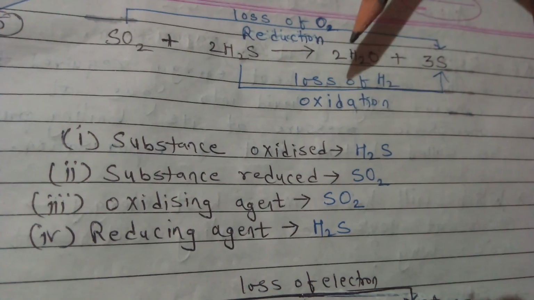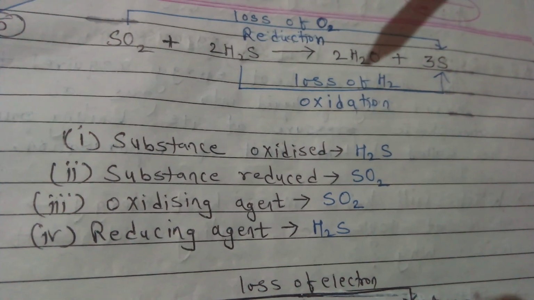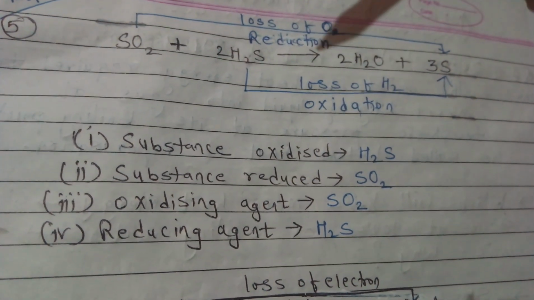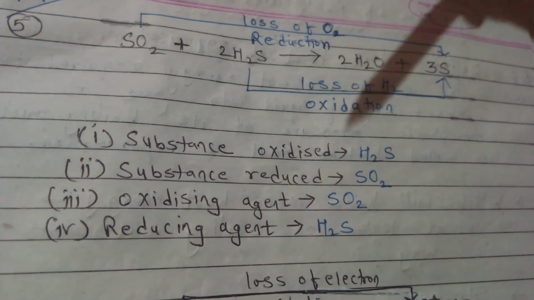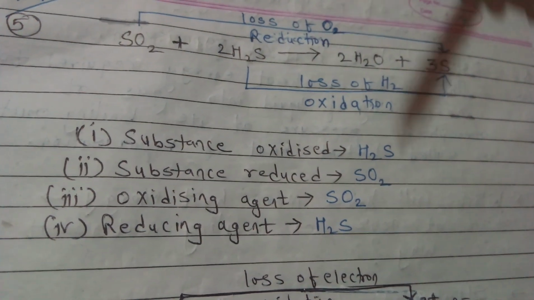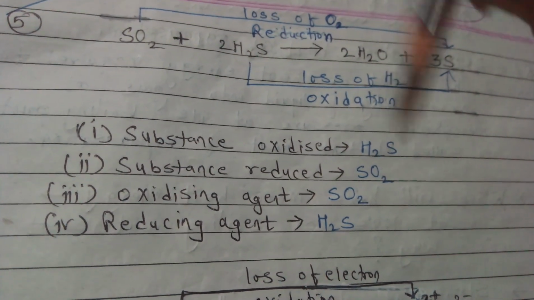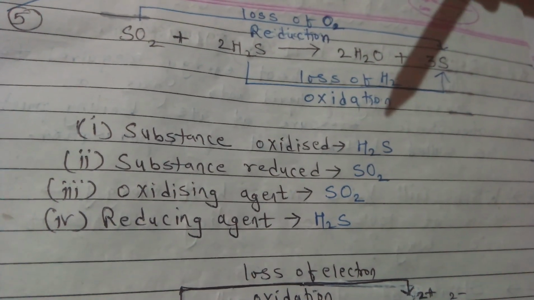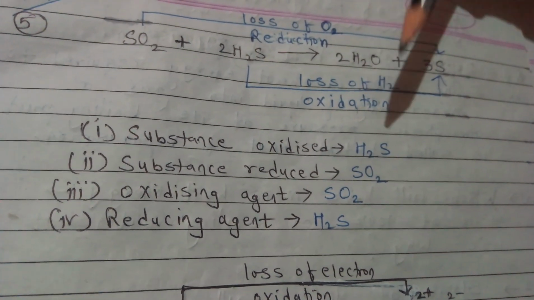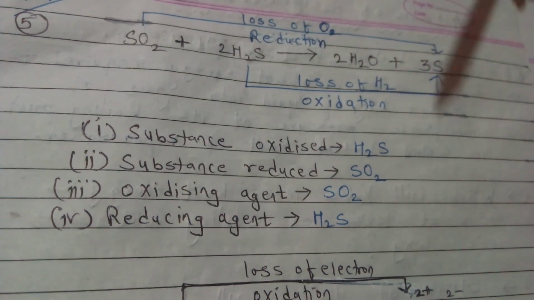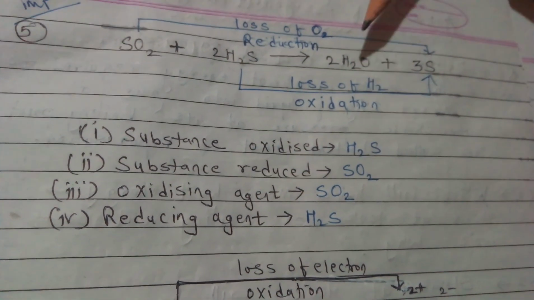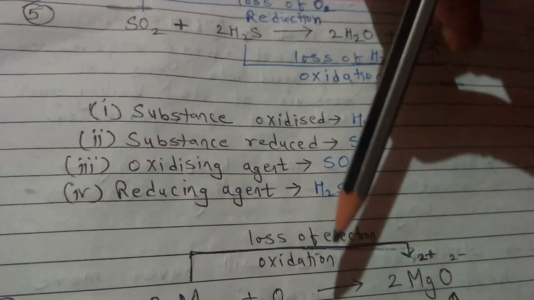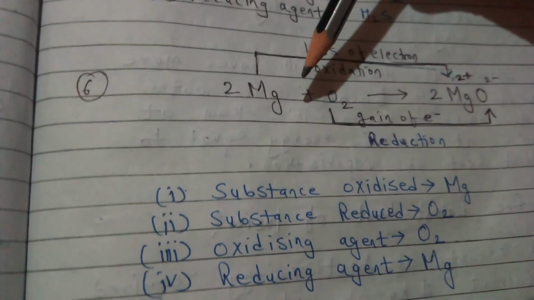Next, loss or gain of hydrogen. If you take oxygen, then what is oxidation? Gain of oxygen. And what is reduction? Loss of oxygen. But if you take hydrogen, then what is oxidation? Just opposite. Loss of hydrogen is oxidation. And gain of hydrogen is reduction. Now next, come here. Next reaction.